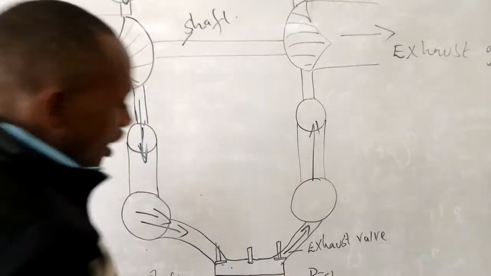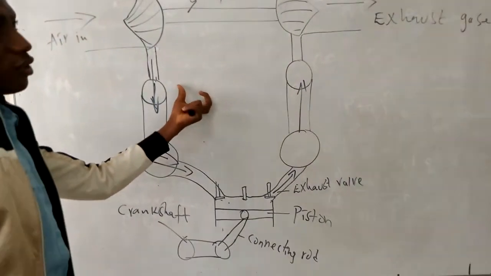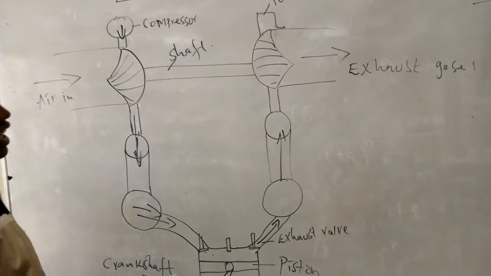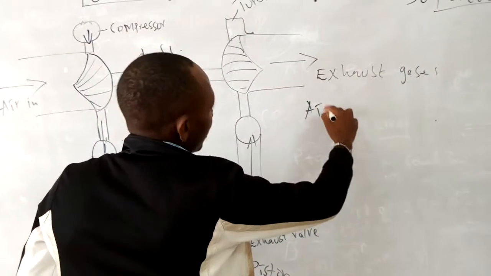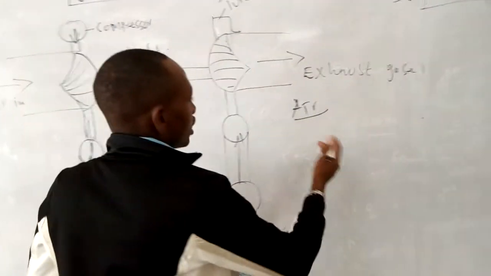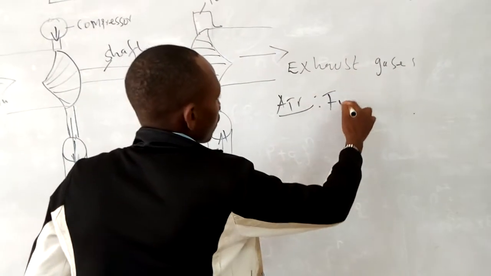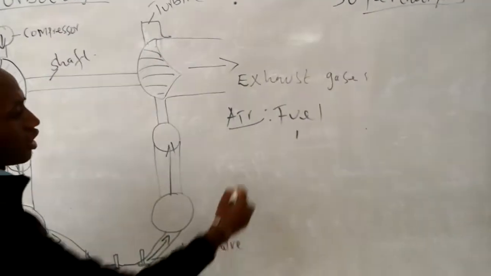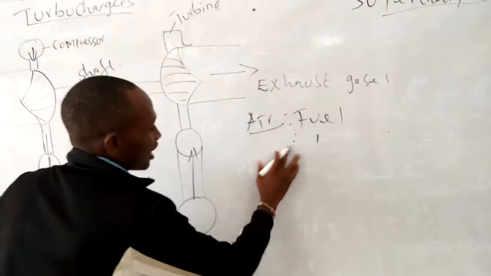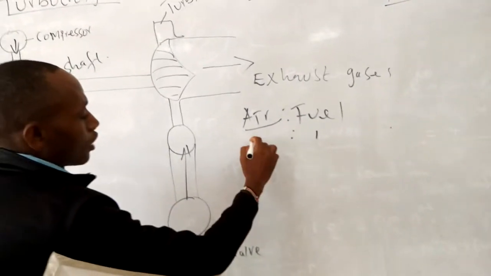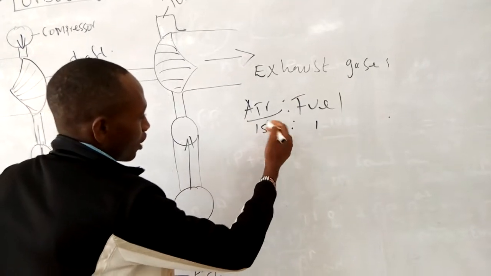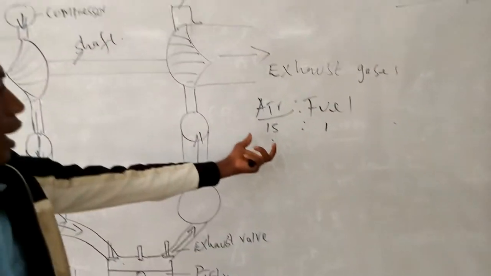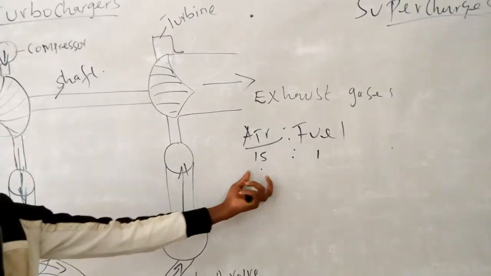So you can see the main function of a turbocharger is to increase the air in the system. Remember, if you have air and fuel, we want one particle of fuel to move with 15 particles of air. We need to increase this ratio.